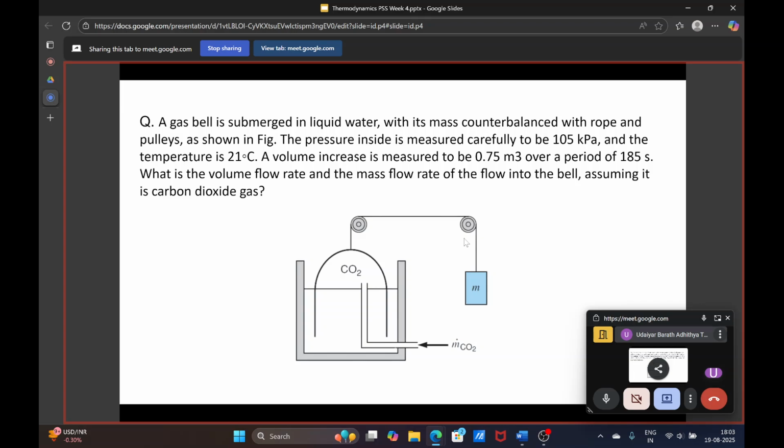Next, a gas bell is submerged in liquid water with its mass counterbalanced with a rope and pulley as shown in the figure. The pressure inside is measured carefully to be 105 kilopascal and the temperature is 21 degrees Celsius. A volume increase is measured to be 0.75 meter cube over a period of 185 seconds. What is the volume flow rate and the mass flow rate of the flow into the bell, assuming it is carbon dioxide gas?